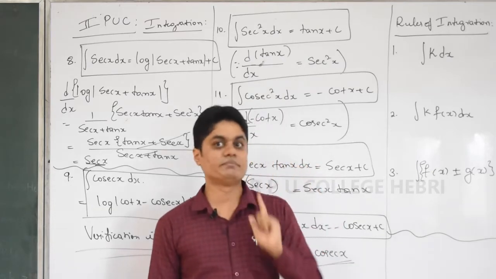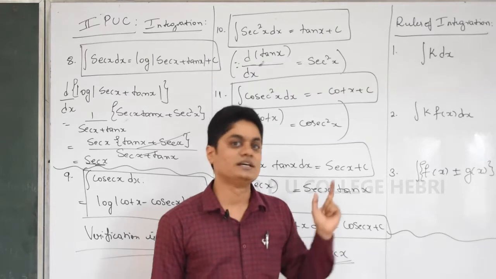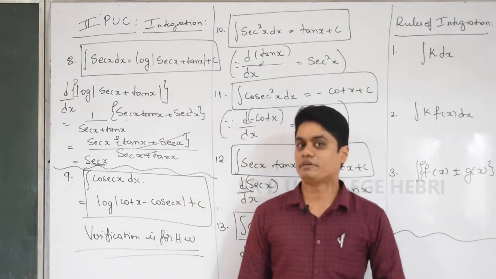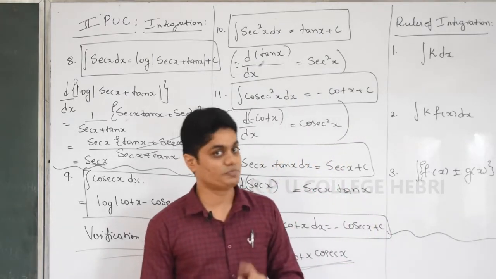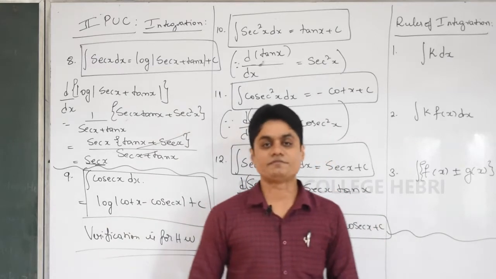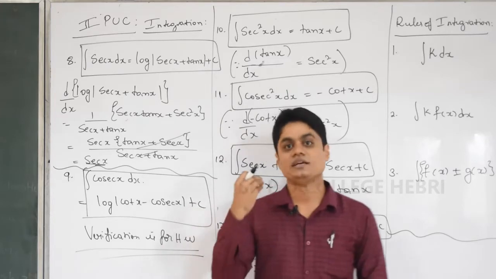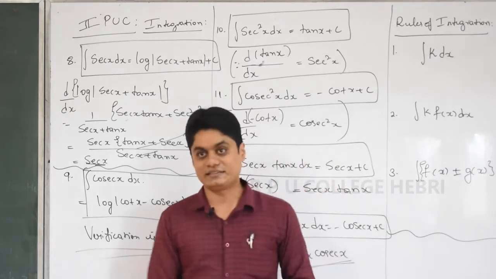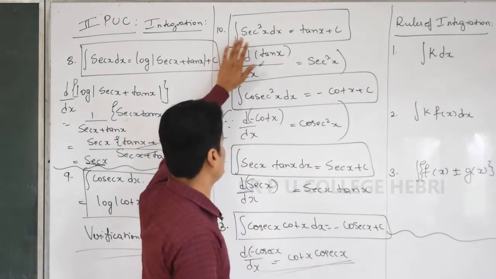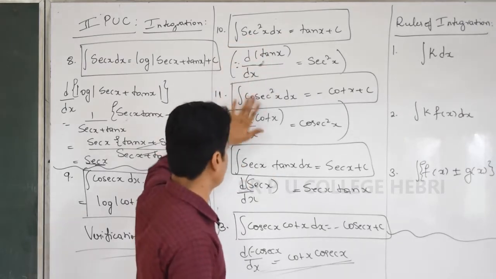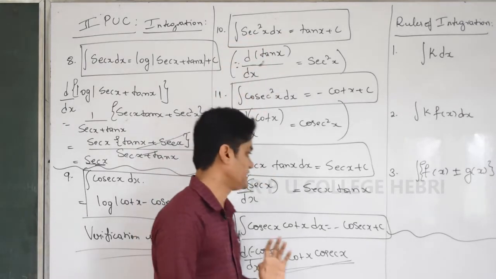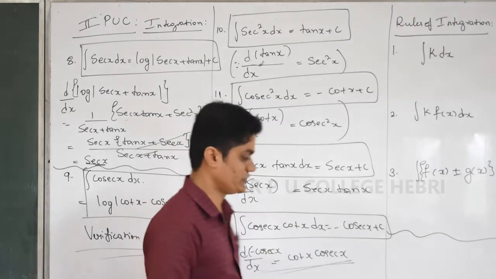Next, 1 by x. What is the integration of 1 by x? Log x. e power x, e power x. a power x, that came as a power x by log a. Then after that you differentiated sin x, cos x, tan x, cot x, cosecant x, secant x, as well as these four formulas: integration of secant square x, integration of cosecant square x, integration of secant x tan x, and integration of cosecant x cot x.